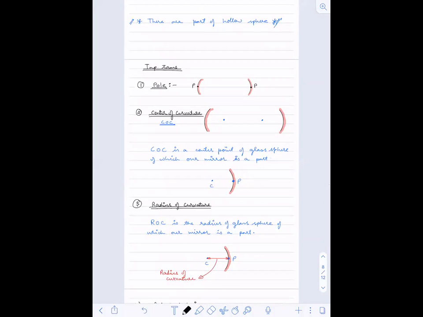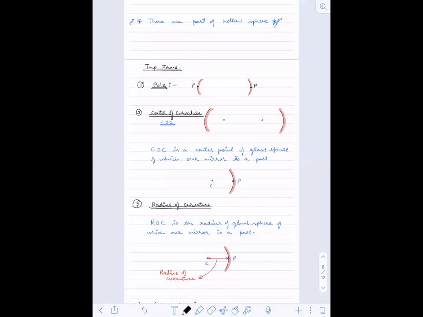Next class will be very important, okay? So don't forget to join the next class, because in the next class I will tell you the rules for the formation of image. First we will see the rules. There are 4 rules, following which we will draw the images.